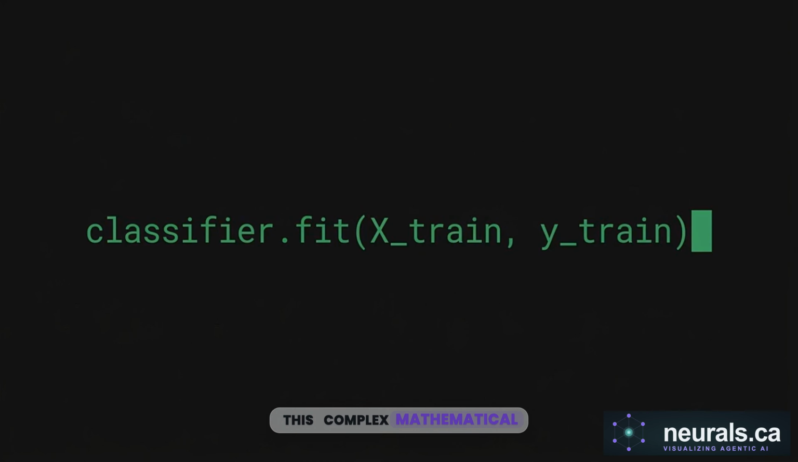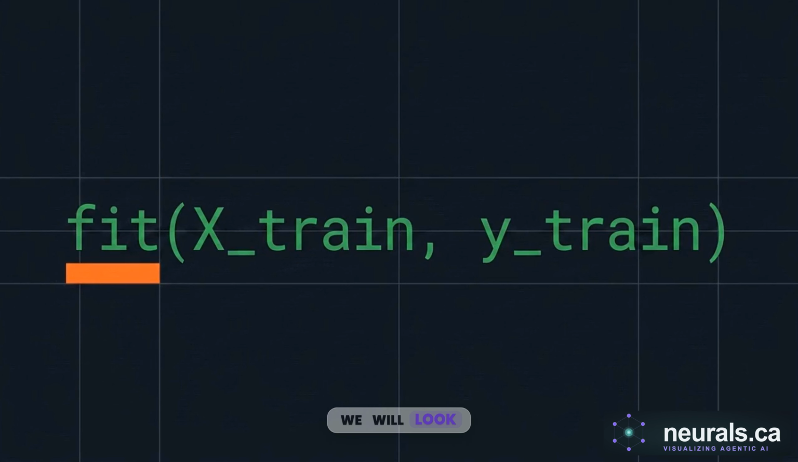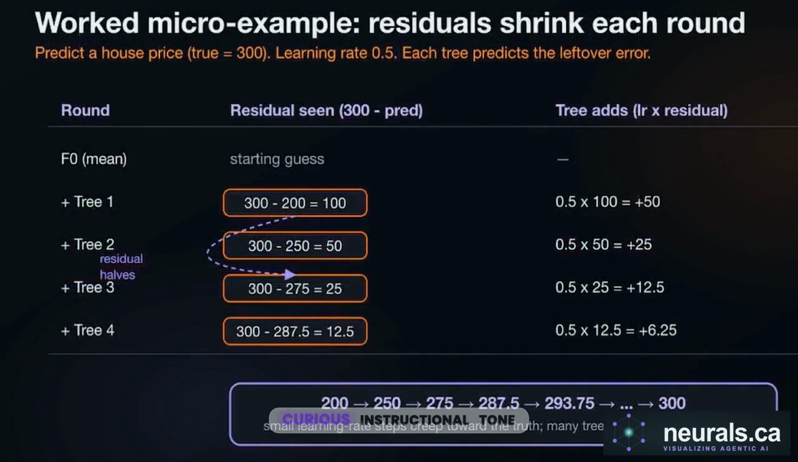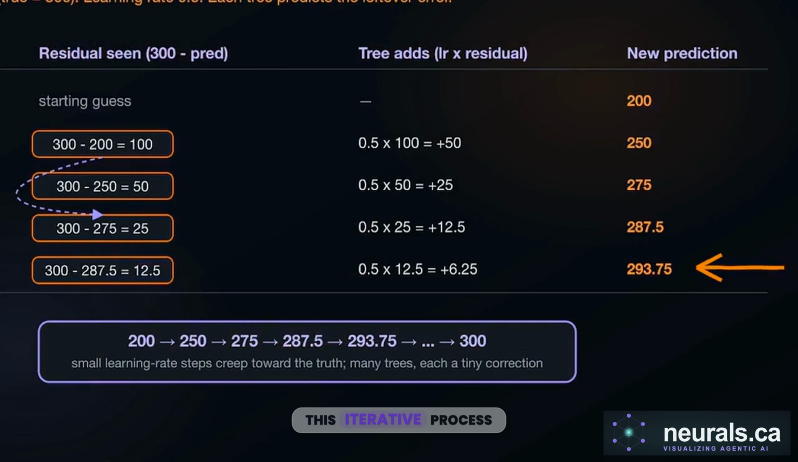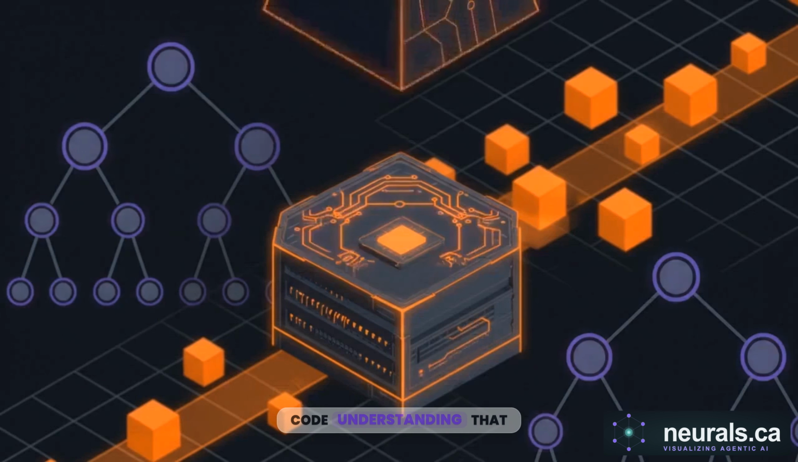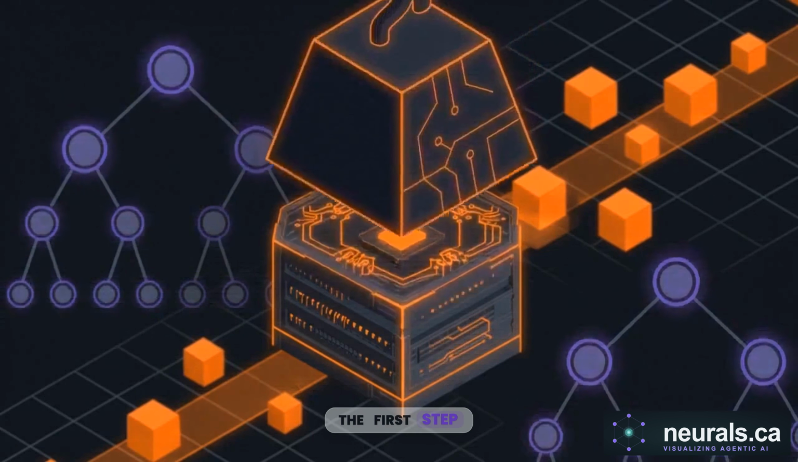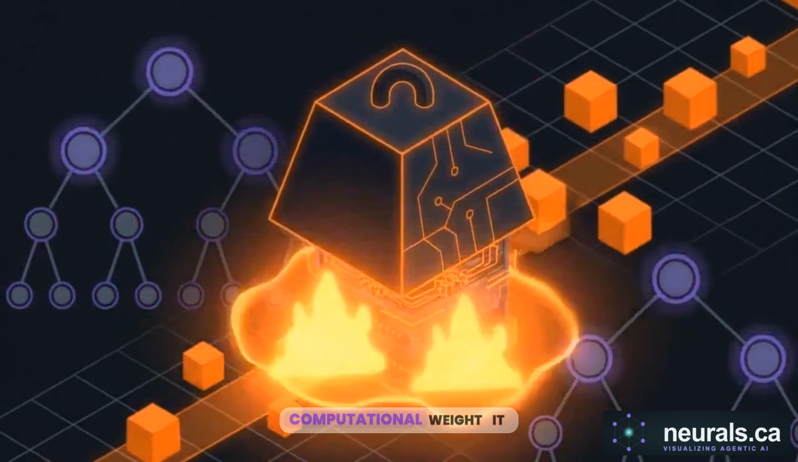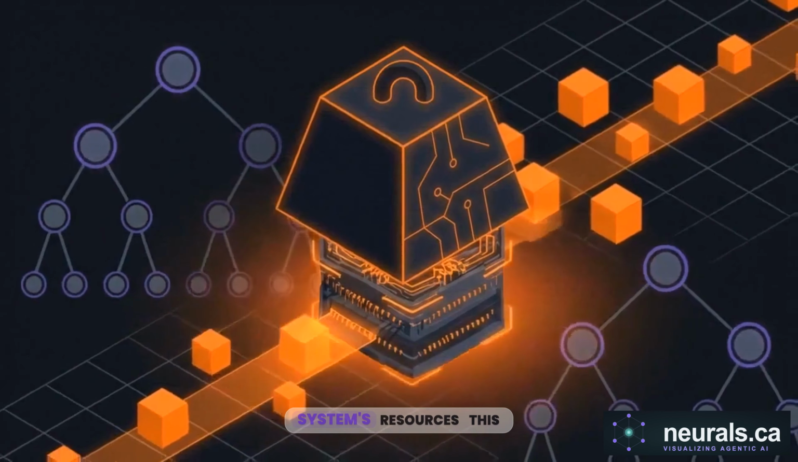This complex mathematical sequence is triggered by a surprisingly simple interface. Next, we will look at the single line of code that begins the entire boosting loop. This iterative process is abstracted into standard lines of code. Understanding that math is only the first step. Deploying this algorithm safely requires knowing exactly how much computational weight it places on your system's resources.